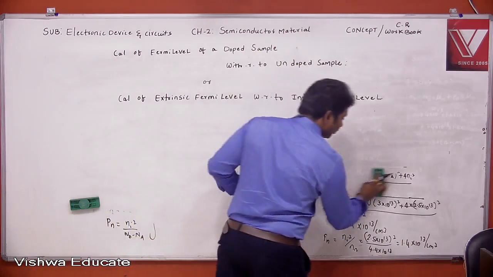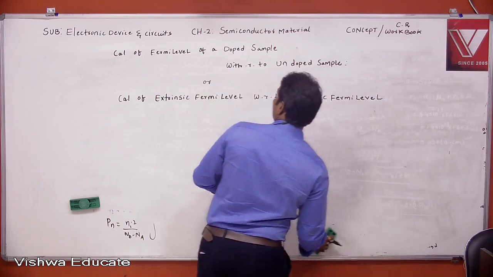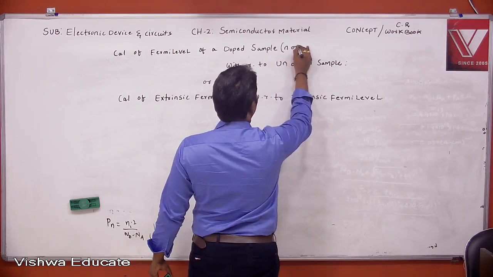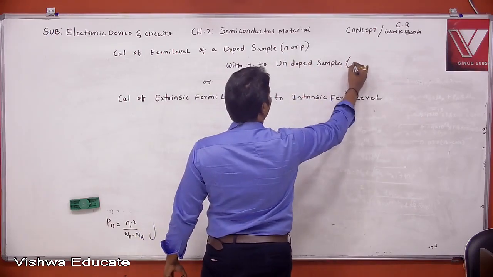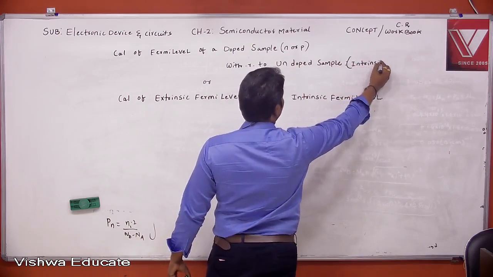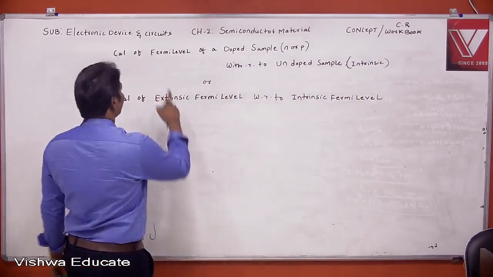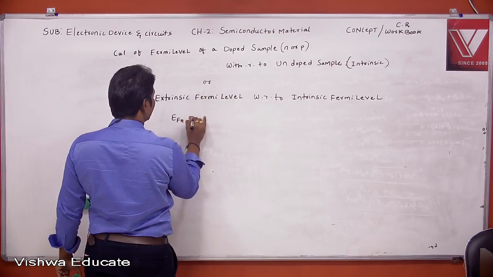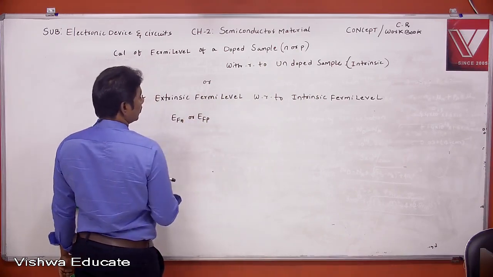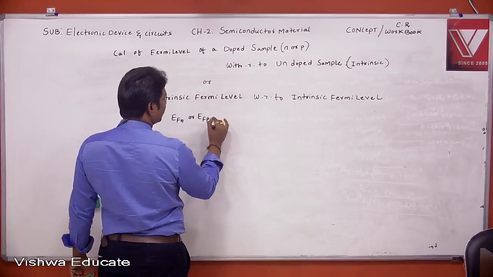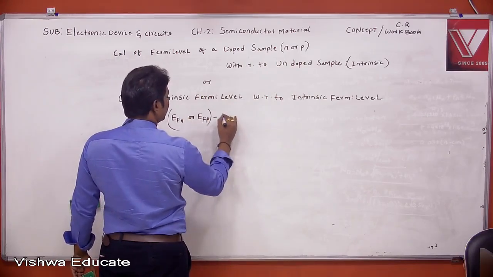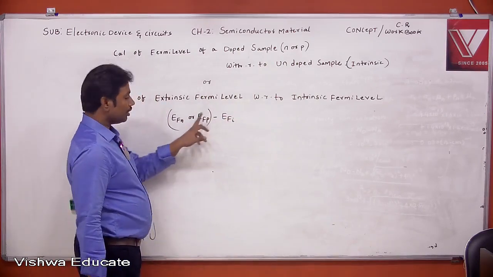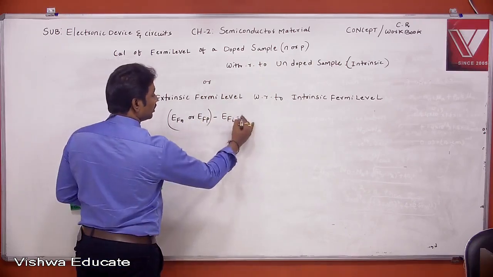See here, calculation of Fermi level of doped sample with respect to undoped sample. What is the doped sample? Doped sample is nothing but, it may be n-type or p-type. What is undoped sample? Undoped sample is nothing but intrinsic sample, right? Here Fermi level of doped sample may be EFN or EFP, with respect to undoped sample, that is EFI. Actually, what we want to calculate means EFN minus EFI or EFP minus EFI. This is what we want to calculate, right?